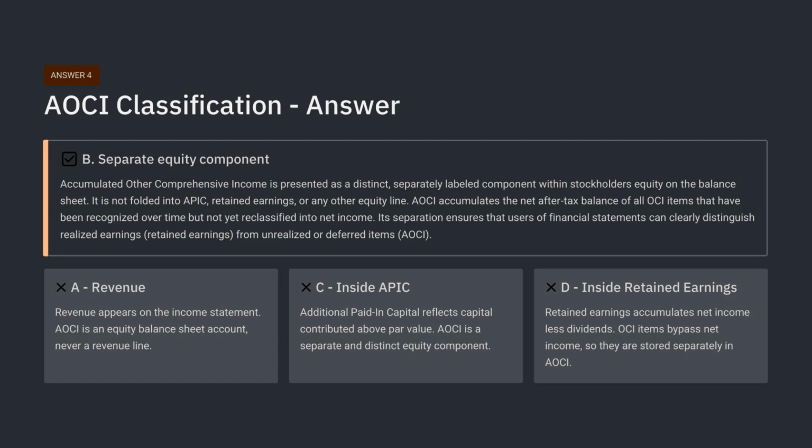Accumulated other comprehensive income is presented within stockholders' equity but separately from retained earnings and additional paid in capital. Retained earnings accumulates net income less dividends. APIC records owner contributions above par. AOCI stores accumulated OCI balances net of tax and net of reclassifications. Think of AOCI as a separate equity locker. If you throw it into retained earnings or APIC, the equity section becomes messy very quickly.